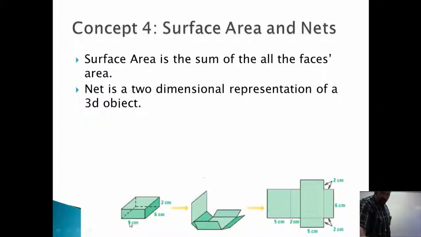So, for instance, this side here was 5, and you'll notice that this length here was 5, and this length here is 5. The height is 2, so the height is 2 here, here, and here. The length was 6, so this part here is 6. So it's a two-dimensional representation of a three-dimensional object. Basically, we cut it and we unfurl it.